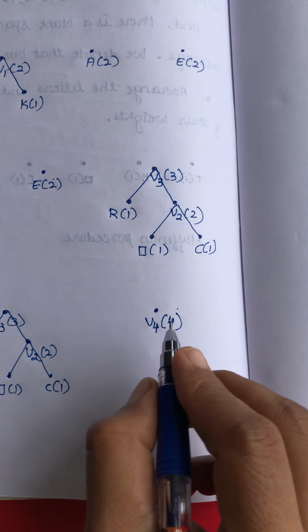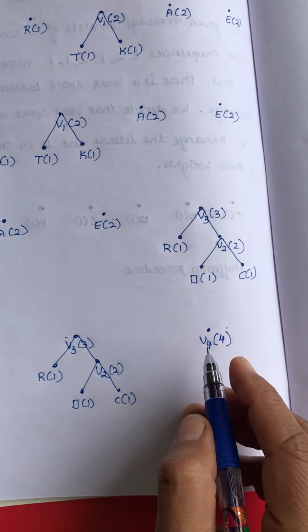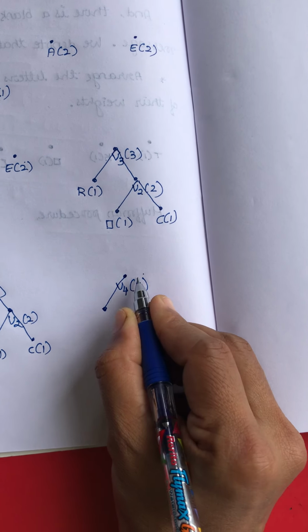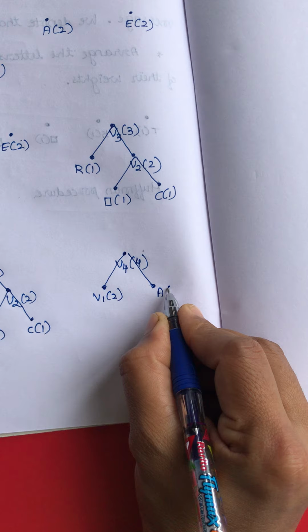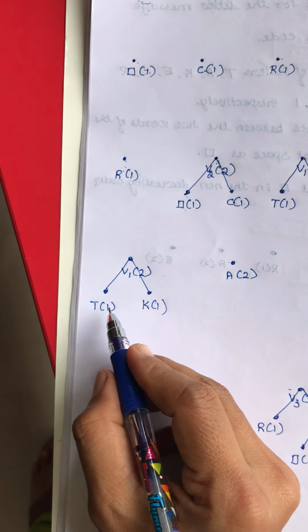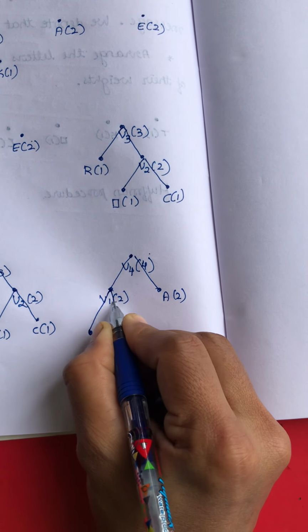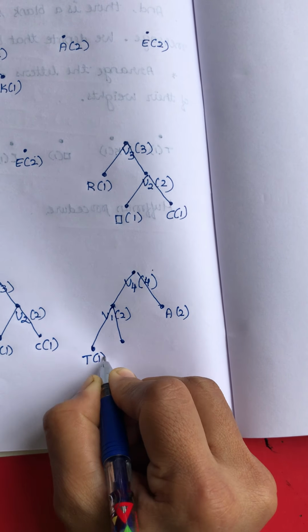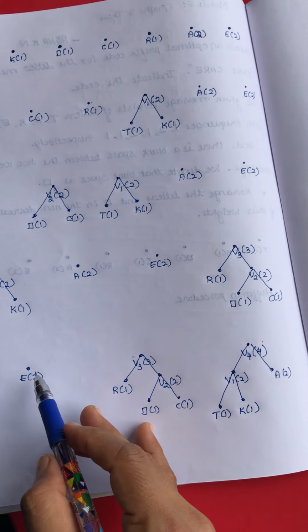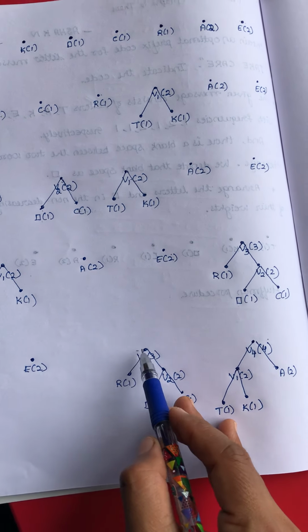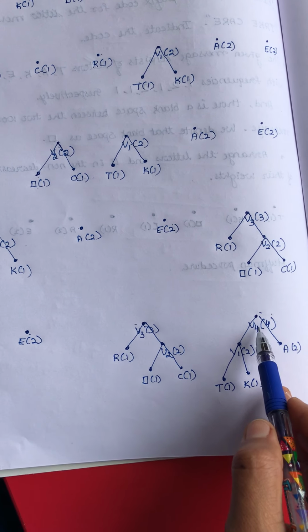Okay, and then how did we get V4? We got V4 by adding V1 of 2 and A2. So it is V1 of 2, A2. What is V1 of 2? T1 K1. Okay, now we have 3 vertices. You should continue the same procedure till you get 1. Now 3 are there. E2, V3 of 3, V4 of 4.